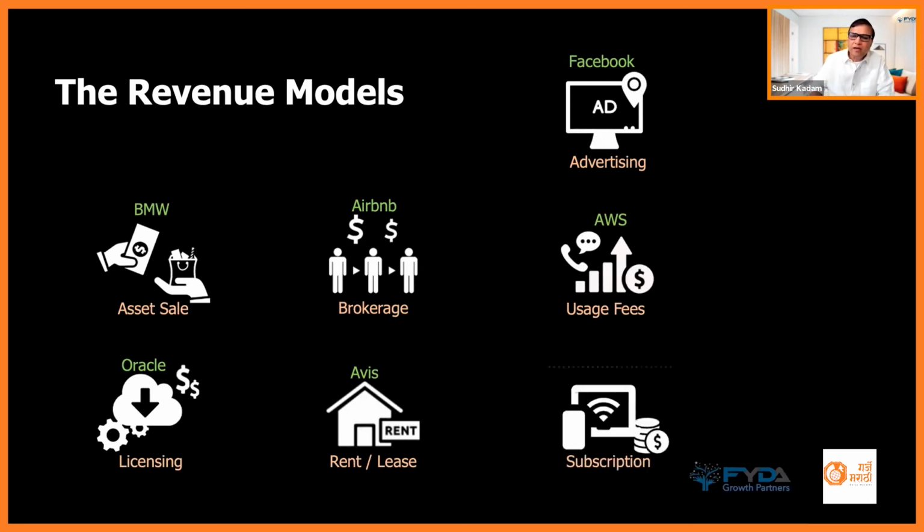And finally, a very popular model is a subscription model, right? So the subscription model is very popular for the SaaS companies and also for media companies like Netflix and so on. Okay. So with this, you have seen the revenue models, you have seen the business model archetypes and how the revenue models get associated with them.